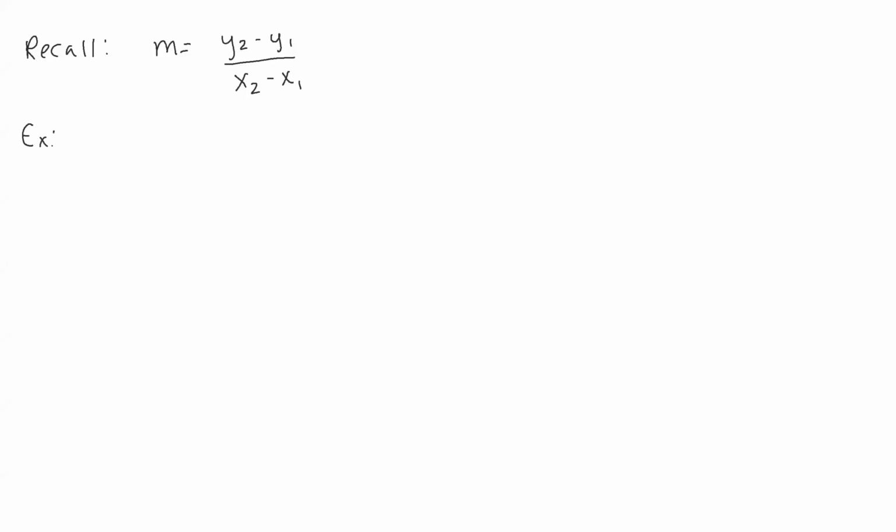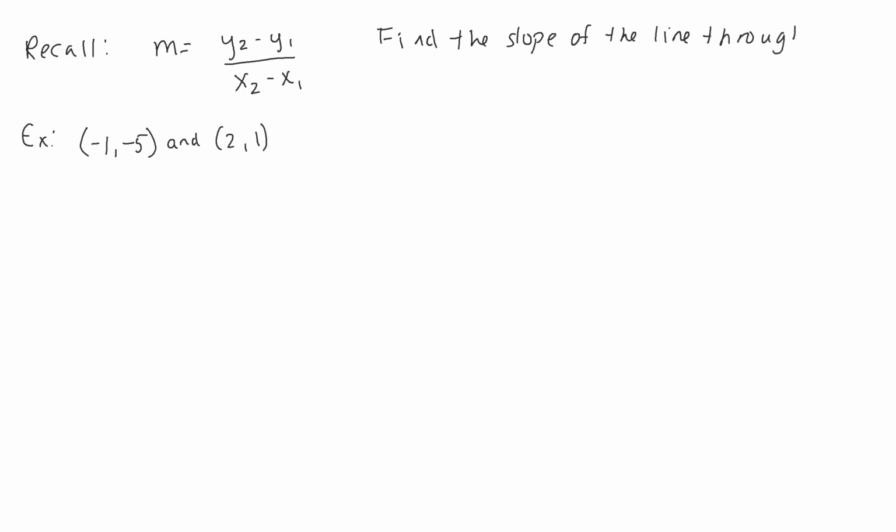So we want to find the slope of all of these lines. So for the first line, I have 2 points, (-1, -5) and (2, 1). So I want to know the slope of the line that goes through these 2 points. So find the slope of the line through each pair of points.